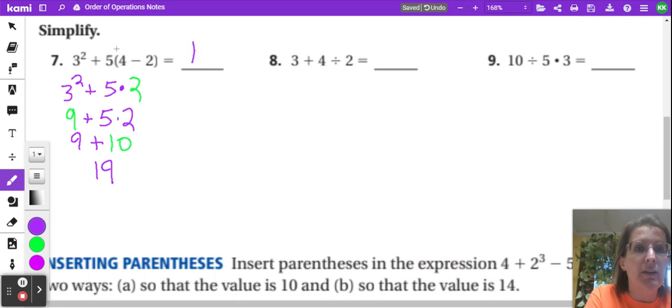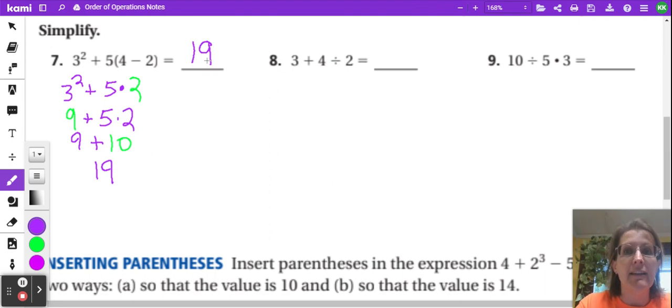So the example there, just ignore the 7. I decided that these examples were better than 1 through 6. So my final answer when that is simplified is 19.